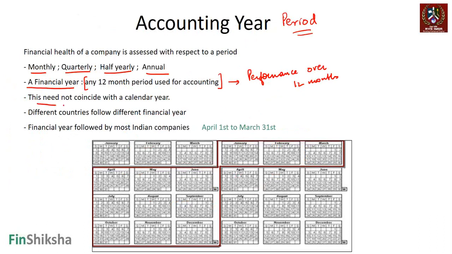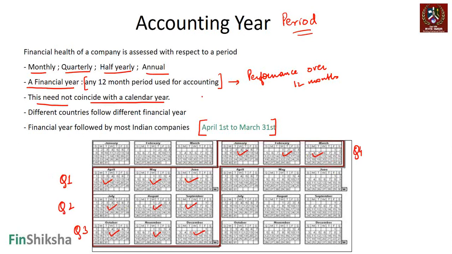Now, this may not coincide with the calendar year. In most cases in the context of India, we have April 1st of a particular year to March 31st of the next year as the accounting period. So April, May, June is considered quarter one. July, August, September is quarter two. October, November, December is quarter three. And January, February, March is quarter four in the context of India's financial year.